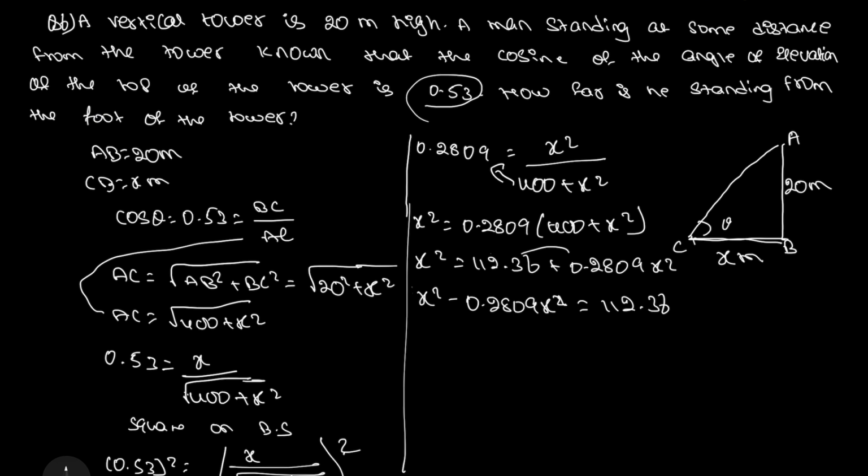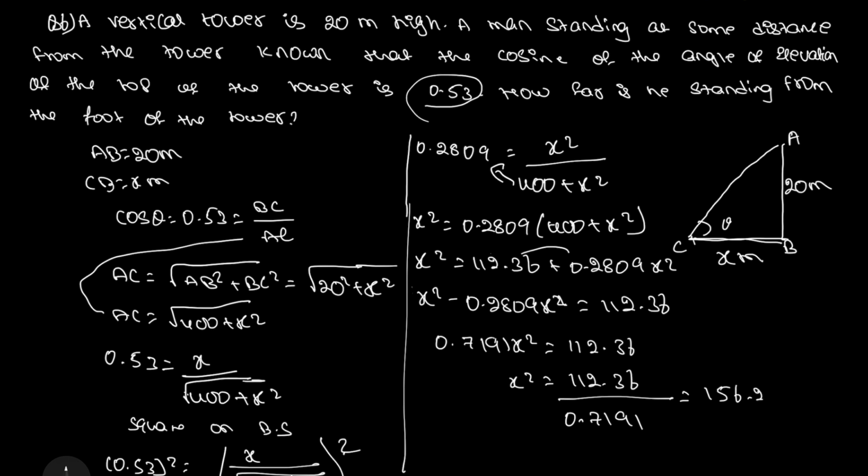So when you subtract these two values, you will get 0.7191 x² = 112.36. To get our x² value, we will transpose and take it to the denominator. If we simplify this, we'll get 156.25, which is equal to x². But we need our x, which is the square root of 156.25. It is nothing but 12.5 meters.